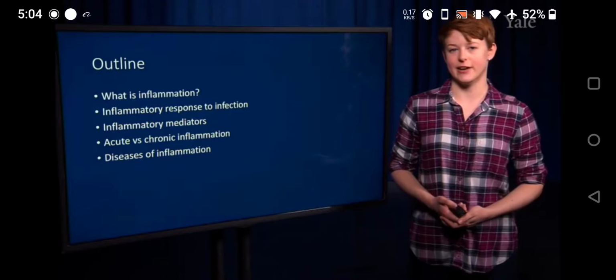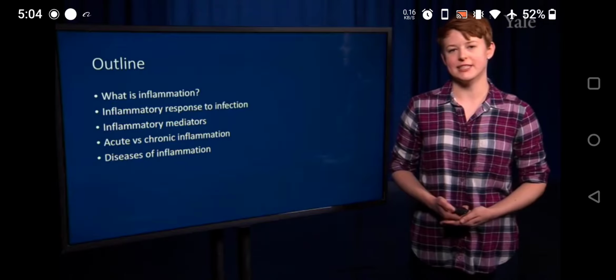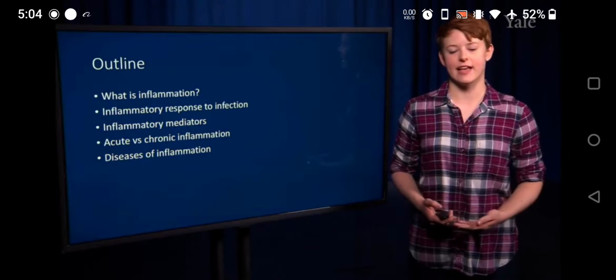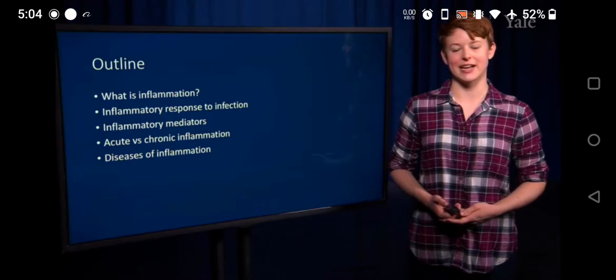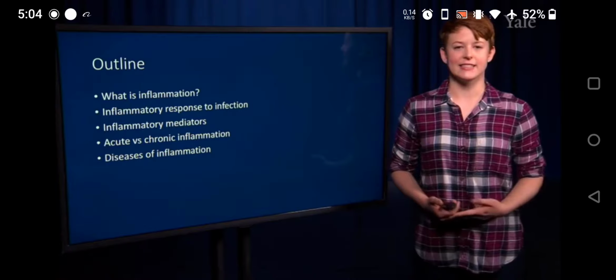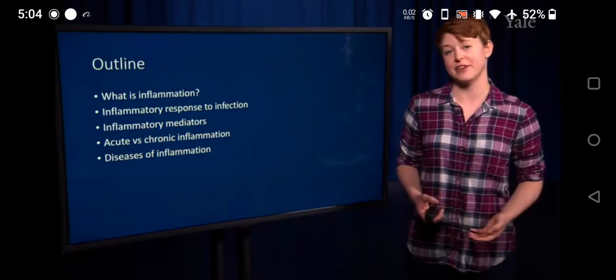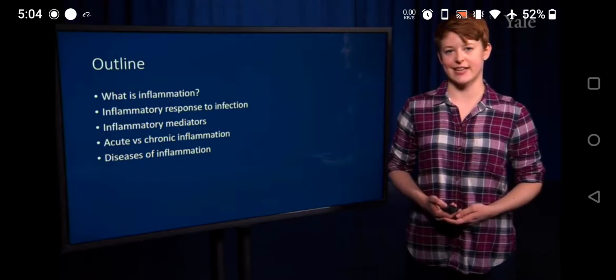And when we discuss diseases, it's not important that you guys memorize each disease and the symptoms, things like that. It's more so that I want to use these diseases as a framework in which to discuss inflammation in general. So we'll start out with what is inflammation.